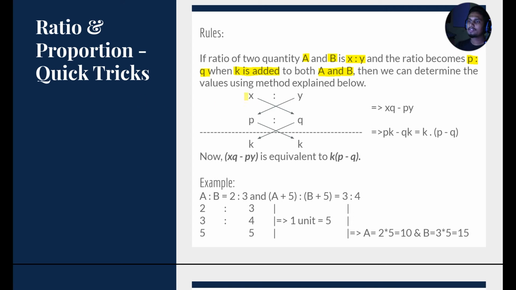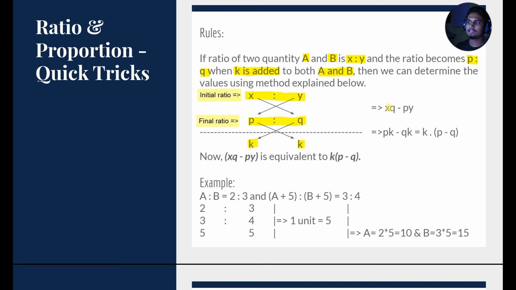Here you can just write x is to y and p is to q. Now what is this? This is the initial ratio, and what is the other one? This is the final ratio. So here we have both the ratios, and you have to write the value that was added, that is k, for both the items. Now you just have to cross multiply.